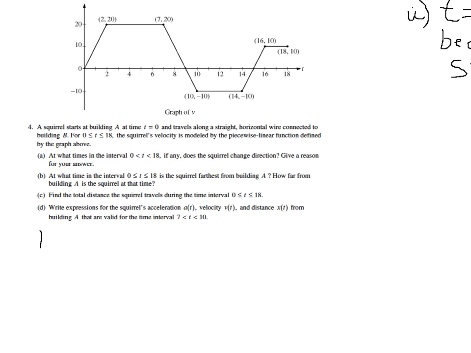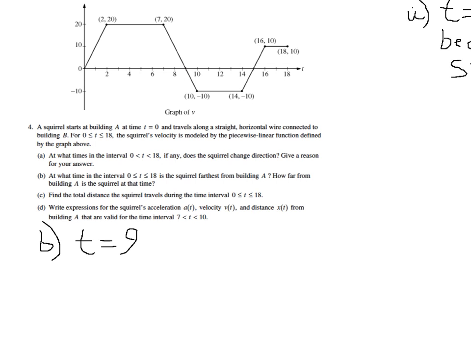So for part B, we'll say at time equals 9. Now, the second part of the question is, how far away from the building is he? To do that, we just have to look at area, because this is a velocity curve, and since it's a velocity curve, the area under that velocity gives me the displacement, or how far away I am from where I started.